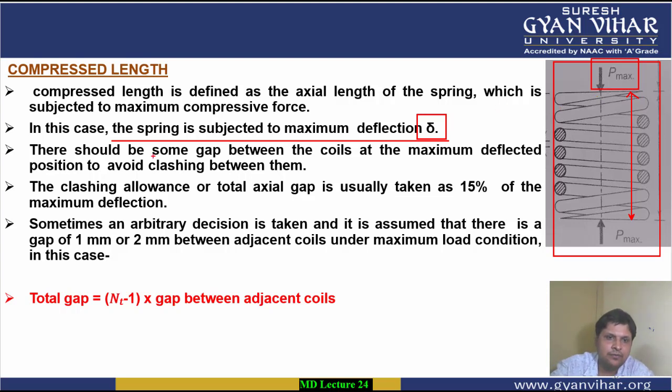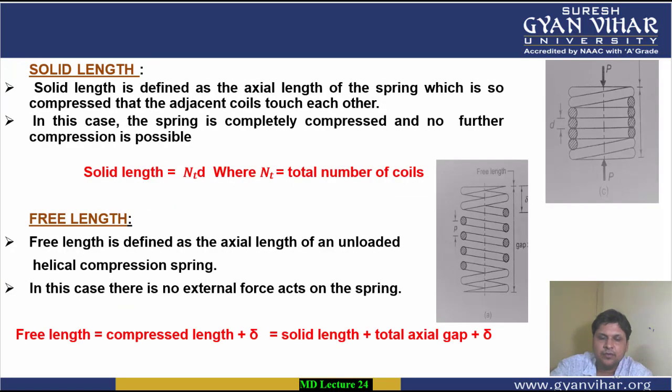If the coils are very close to each other, there will always be chances of the coils clashing with each other. Therefore, the compressed length, the length obtained when the maximum compressive force is acting on the spring, should not at all be equal to the solid length, or even near to it. Solid length is that length which is obtained when the spring is loaded to such an extent that the adjacent coils of the spring, as you can see here, touch each other.